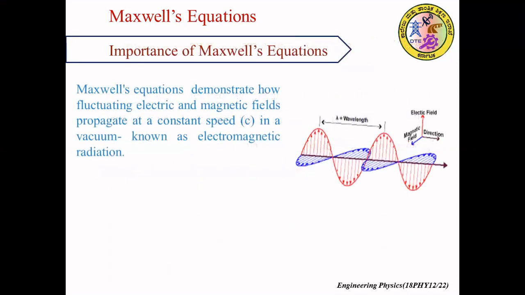What is the significance of Maxwell's equations? Maxwell's equations demonstrate how the fluctuating electric and magnetic fields propagate at constant speed, which we today know as electromagnetic radiation. In fact, electromagnetic radiation comprises fluctuating electric and magnetic fields moving with constant speed, which was inferred from Maxwell's equations. That is the significance of Maxwell's equations.